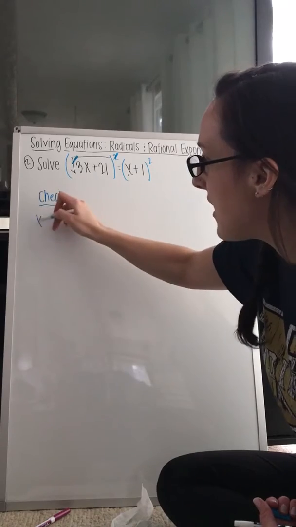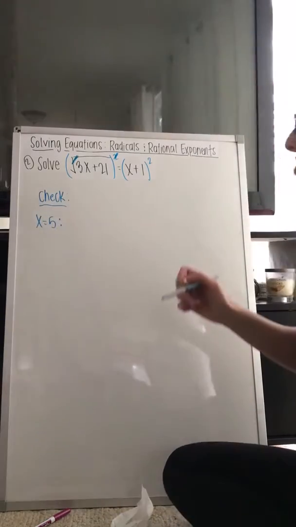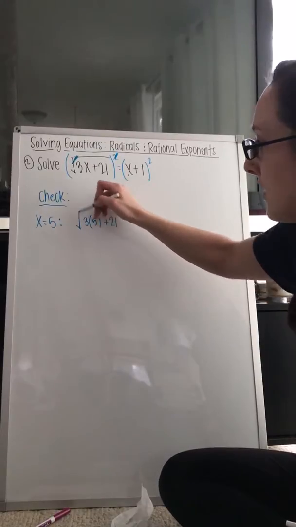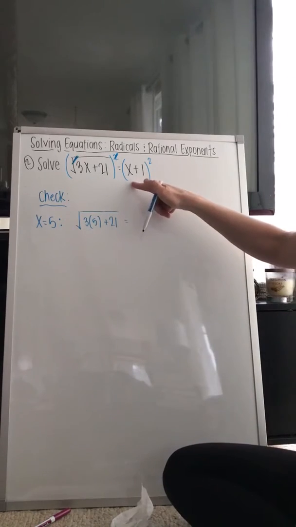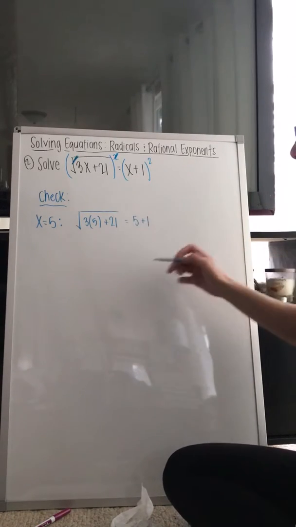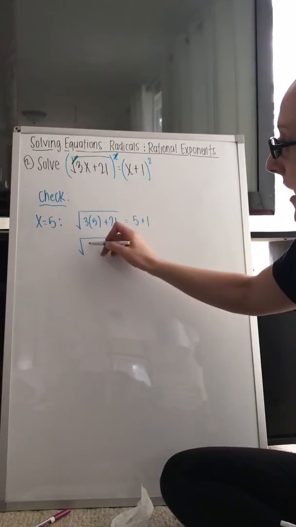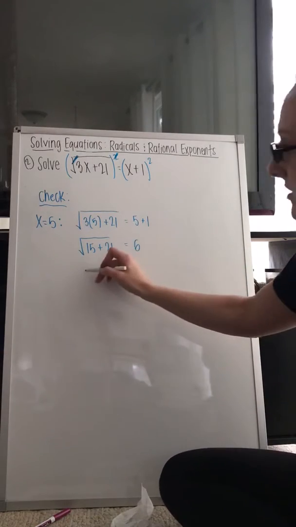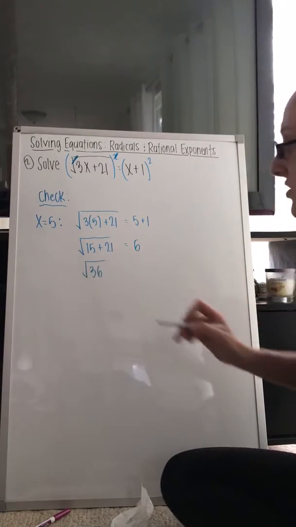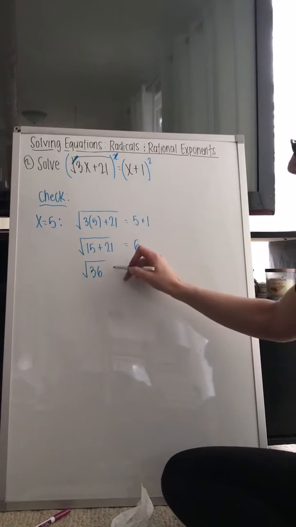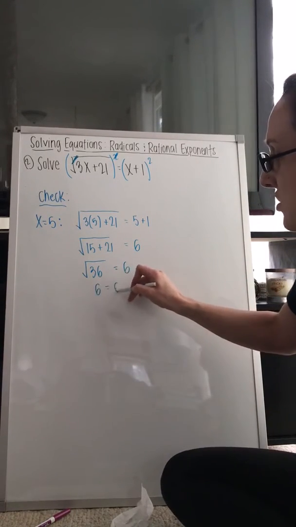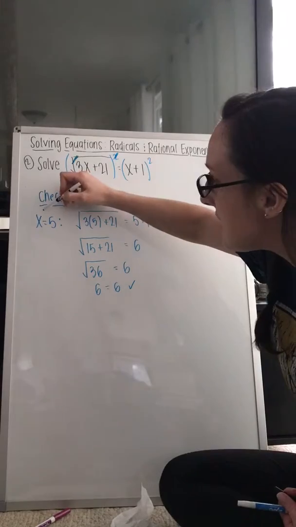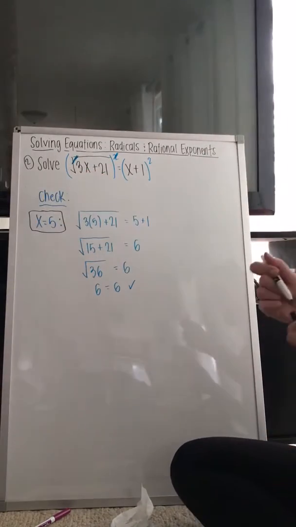All right, so I'll check the x is equal to 5 first. So I'm going to go ahead and set up my root. So 3 times the x value of 5 plus 21 underneath the root over here. I'll also substitute in the 5 over here. So 5 plus 1. On the left-hand side, 3 times 5 is 15 plus 21 underneath the root. On the right-hand side, 5 plus 1 gives me 6. I'll continue to simplify over here. So square root of 15 plus 21 gives me 36, equal to 6. And when I take that square root, 6 is equal to 6. So that means that x is equal to 5 does work as a solution. So x is equal to 5 is definitely a solution here.